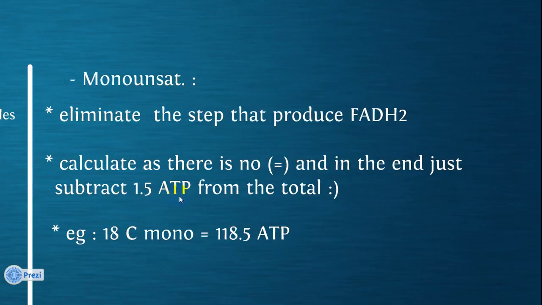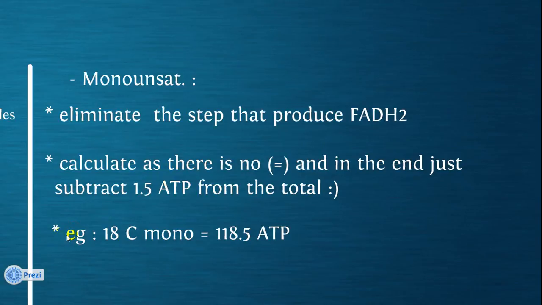Why? Because the monounsaturated fatty acid contains only one double bond. When this double bond reaches the beta oxidation cycle, there will be no FADH2 produced. And you remember, in each beta oxidation cycle we have one FADH2, one NADH, and one acetyl-CoA. But in the monounsaturated one, you will not have FADH2 in the turn of the double bond, but in the other turns you will have FADH2. Okay, so you just eliminate 1.5.